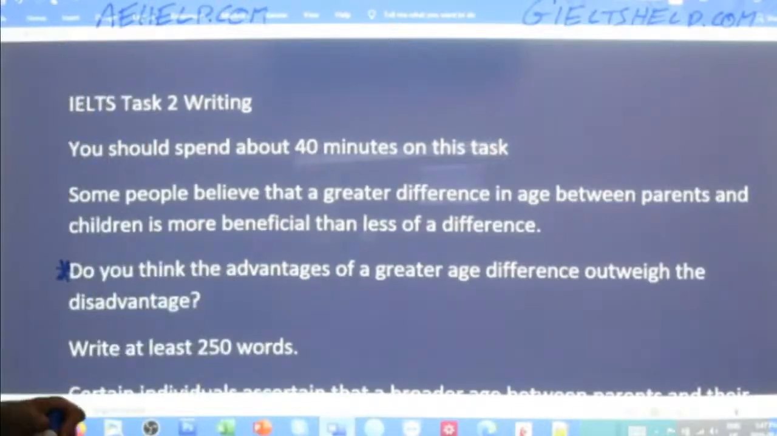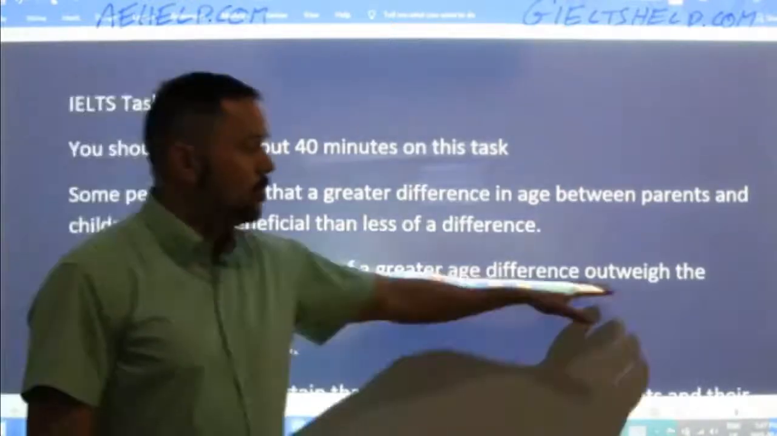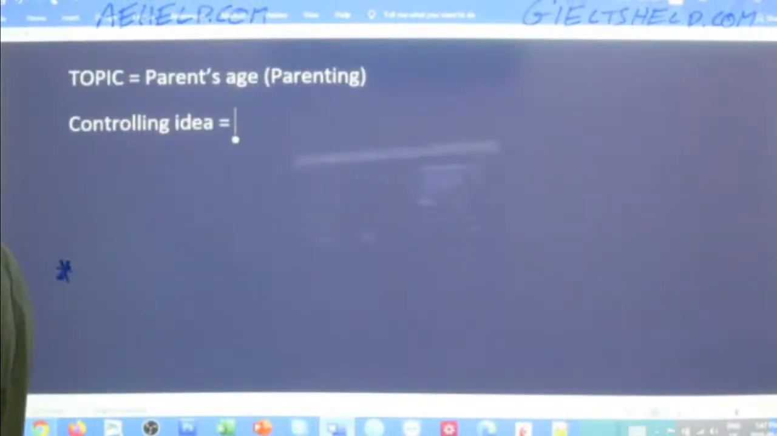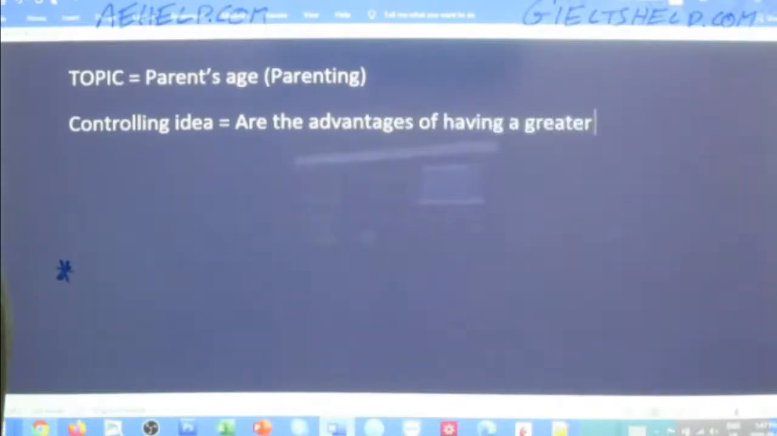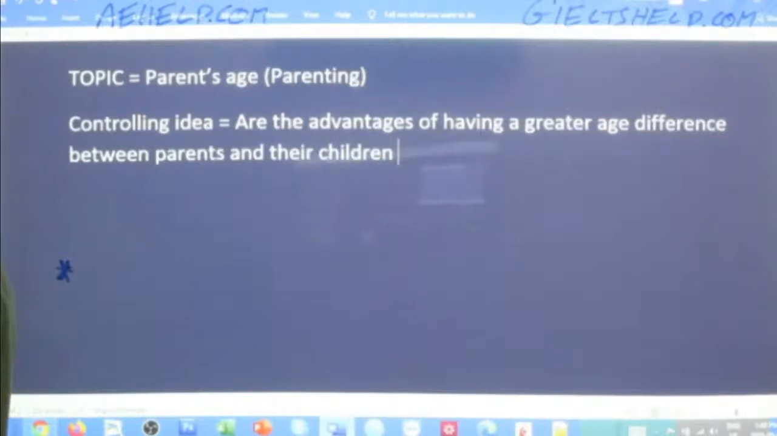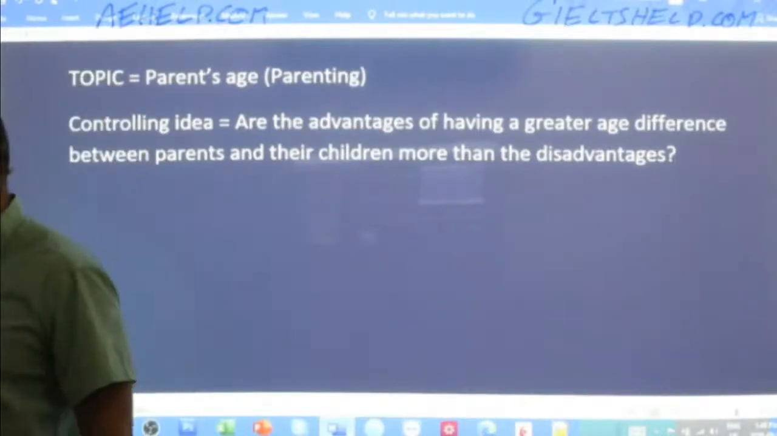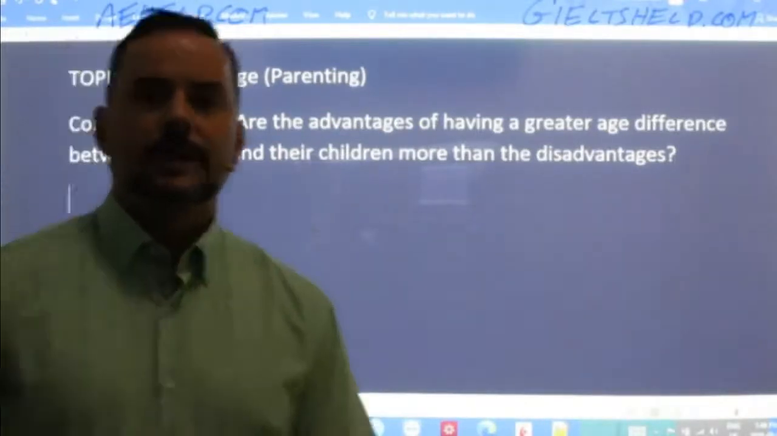So the controlling idea is the advantage more than the disadvantage of having a big age difference, okay? So that would be the most accurate. So are the advantages of having a greater age difference between parents and their children more than the disadvantages? Okay. So that would be the question, right? Okay. All right.